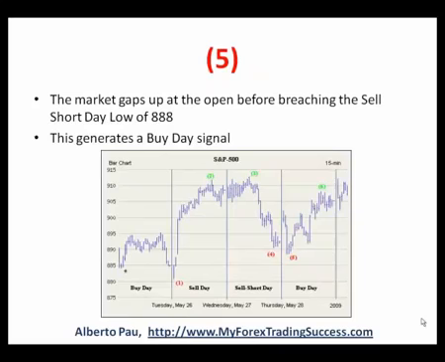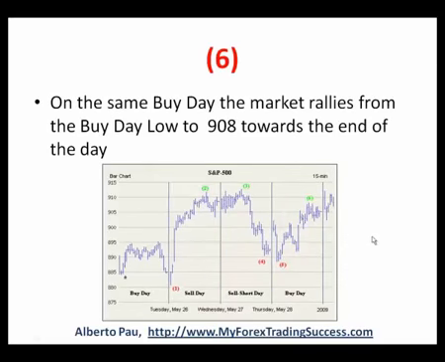What happens then? We close out our positions at point 4, we're square, and then we see that the next day, okay, the market gaps up before breaching the sell short day low of 888. Okay, so you're guessing this by now. This generates a buy signal. And what does the LSS theory tell us? That it is very likely that the market will rally above the sell short day low. And indeed, that's what happens at point 6. On the same day, the buy day, the market rallies from the buy day low of 908 all the way to point number 6 towards the end of the day.